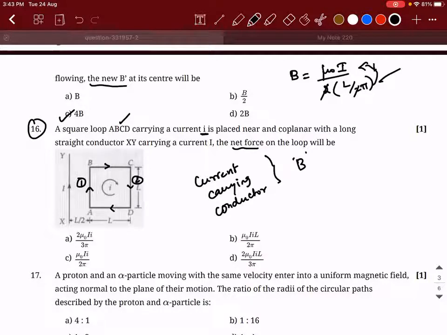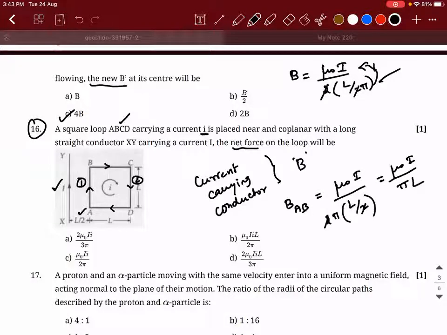What is the direction of the magnetic field along AB, due to the conductor XY, into the plane? What is the magnetic field due to an infinite length current carrying conductor? It is mu naught I divided by 2 pi into L by 2. I wrote L by 2 because L by 2 is the distance from here. This and this will get cancelled. So it will be mu naught I divided by pi into L. This is the magnetic field at a point near this conductor.